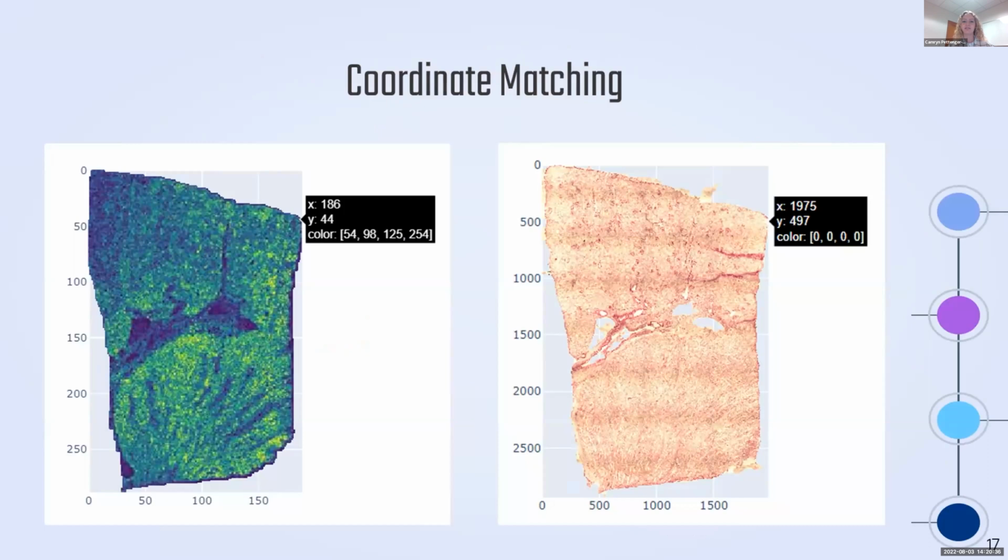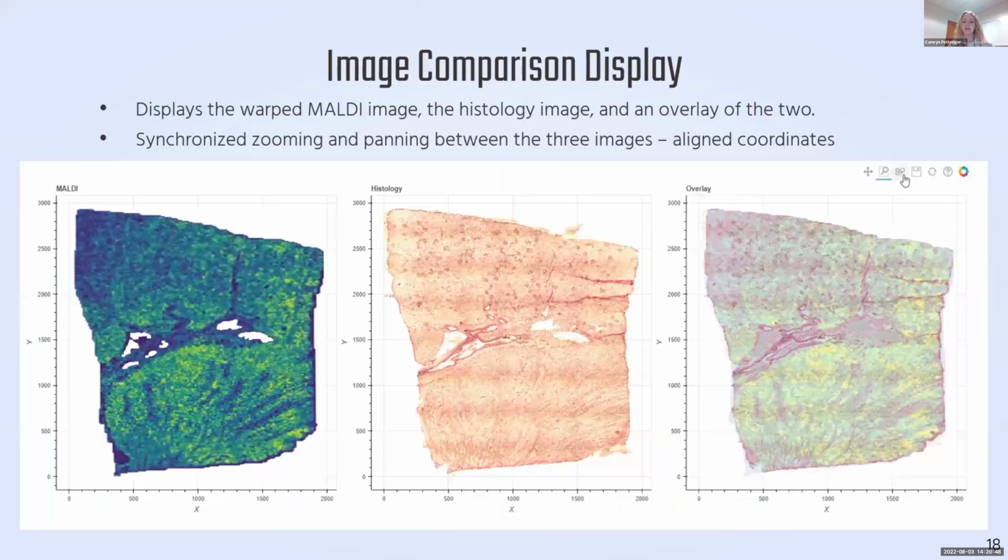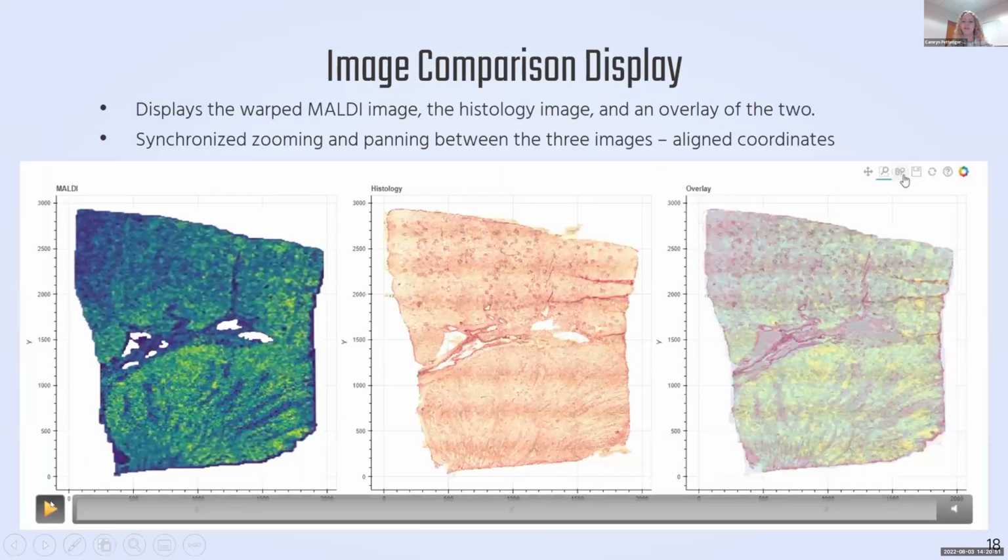Now, the next step for this process is the coordinate matching. So you have to take the two images and find features that line up and input these coordinates in order to warp one image to the other to get them to perfectly align. So once this is done, then you can create an overlay of the images.